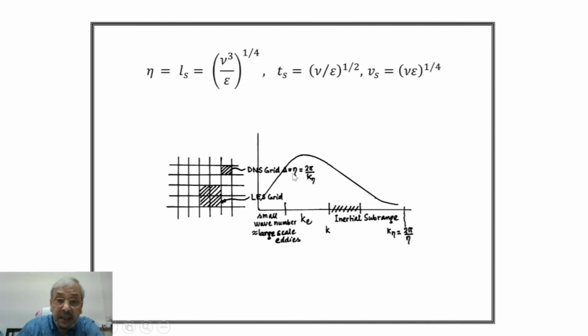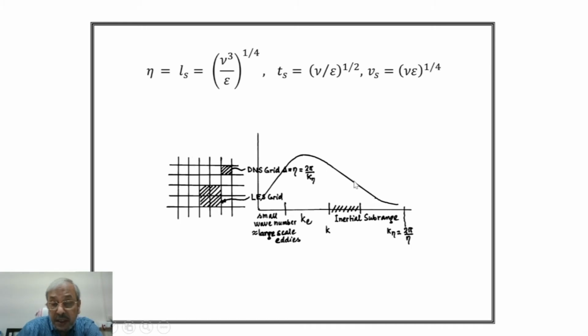So the DNS grid: if we want to perform DNS, grid size will be equivalent to eta, which is given by twice pi by k eta. K eta is basically high wave number, high frequency, the smallest scale of eddies, and that small scale is given by eta. So this is the DNS grid size. As compared to that, the LES grid can be much larger. Although LES also requires a very fine grid as compared to usual RANS computations, the LES grid can be much larger than the DNS grid.